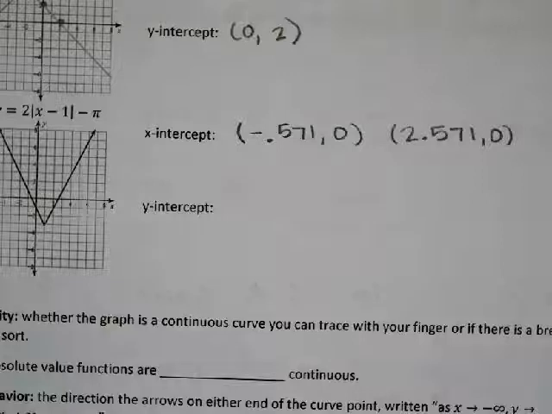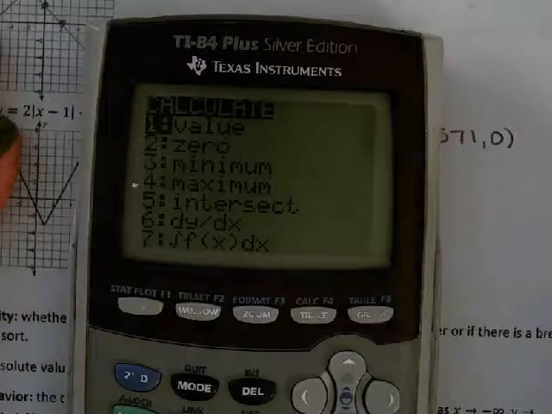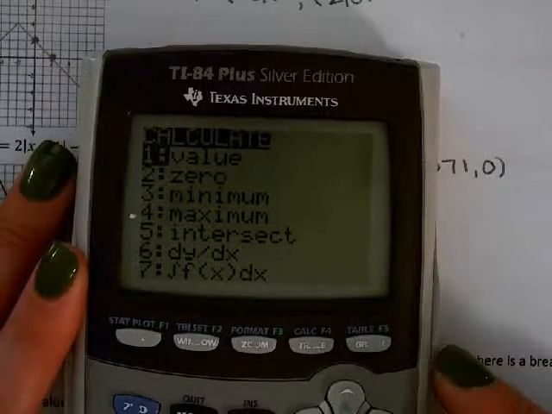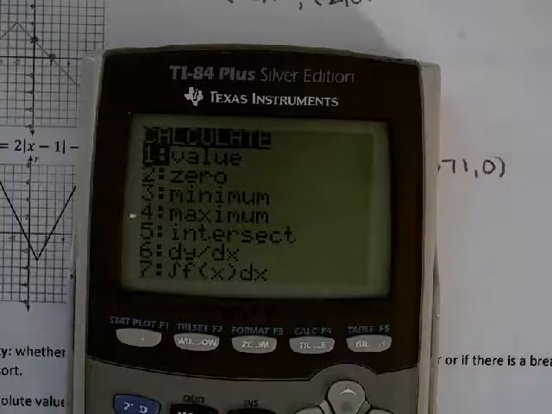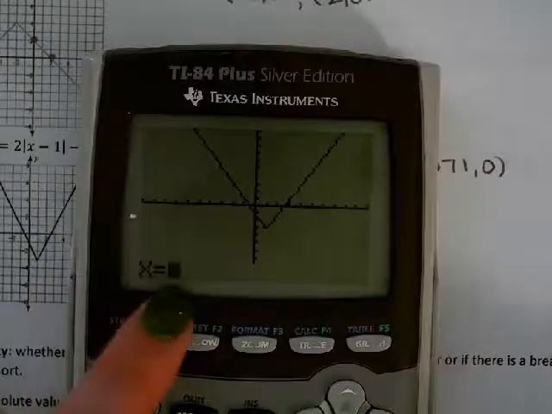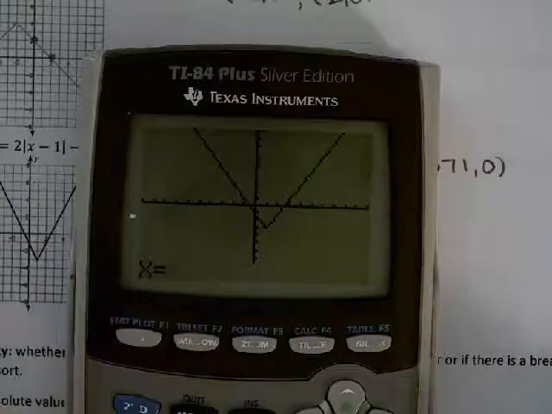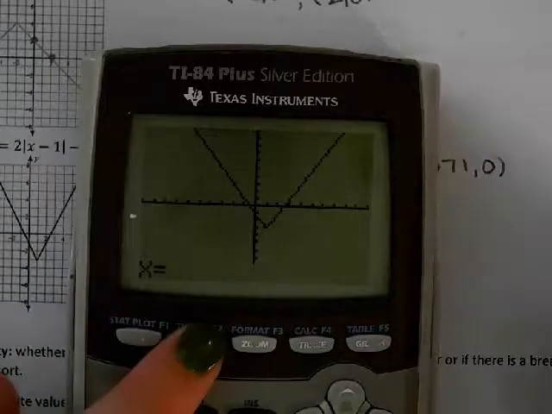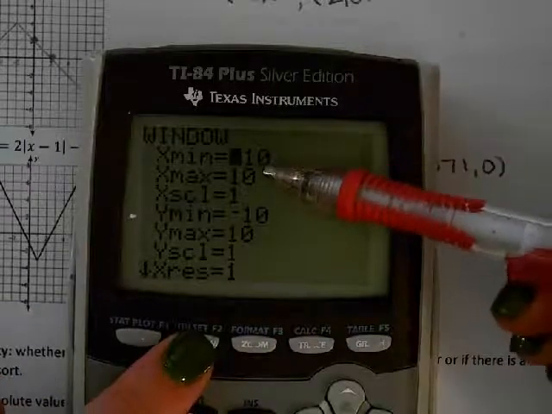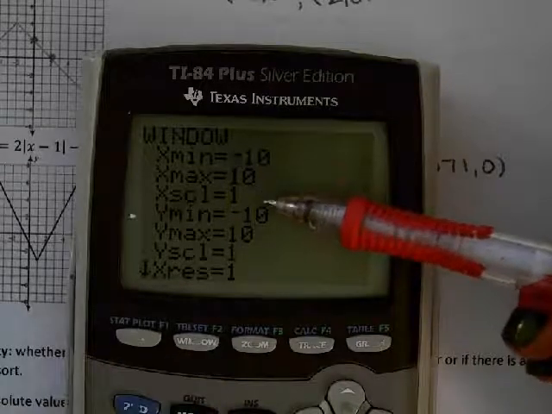Good question. Okay, so the way we do y-intercepts, we're going to go to that same menu. So we're going to do second trace. And for this one, we're going to use option number 1. Option number 1 is not specific to y-intercepts. Option number 1 lets you get the y value for any x value that you want, as long as it is an x value that is in the window. So right now I can plug in any x value that's between -10 and 10.